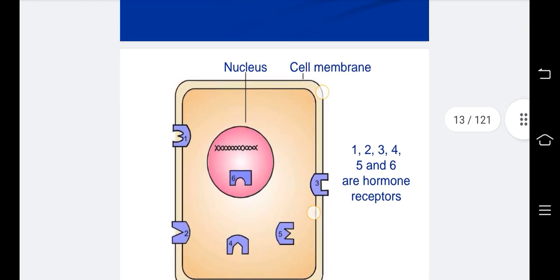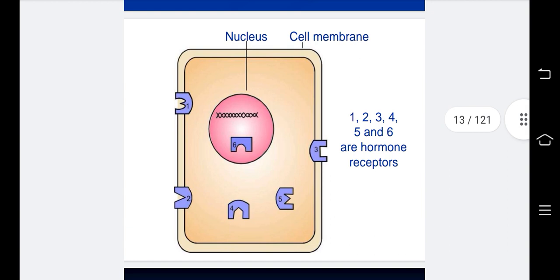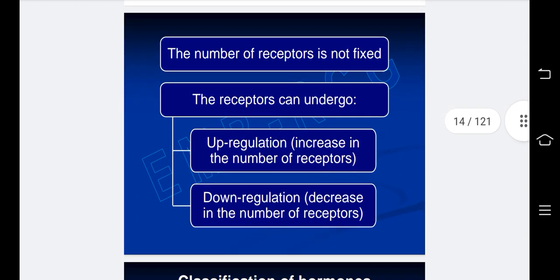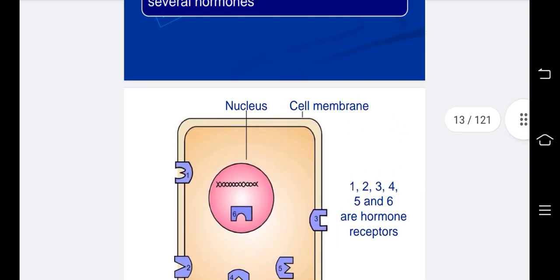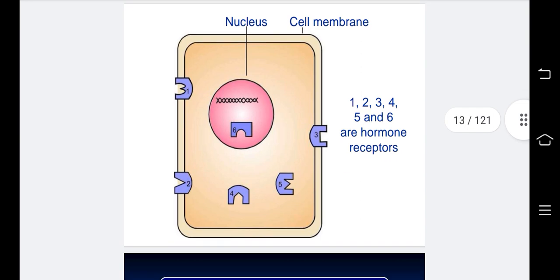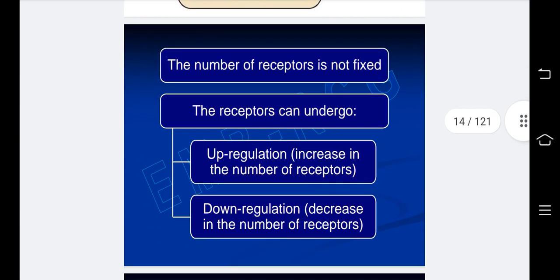So here we could see a picture which depicts receptors. 1, 2, 3, 4, 5, 6 are hormone receptors, located in the nucleus, inside the nucleus, in the cytoplasm, everywhere. Two regions are there, the signal domain and the recognition domain. The number of receptors is not fixed. The receptors can undergo upregulation, an increase in the number of receptors, and downregulation, a decrease in the number of receptors.